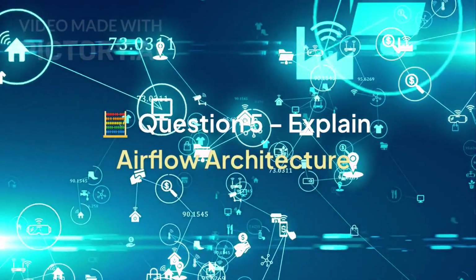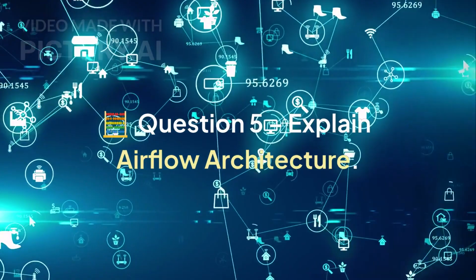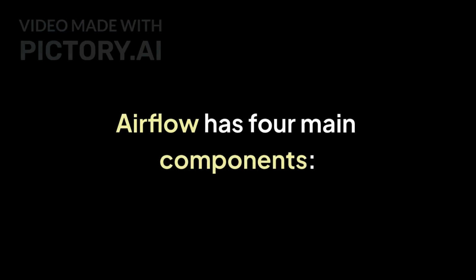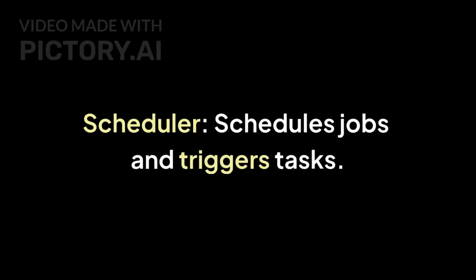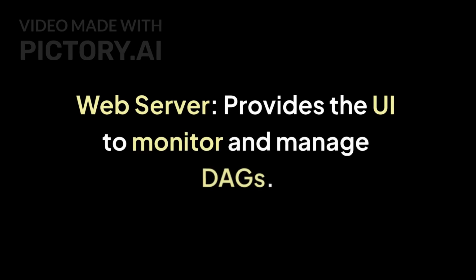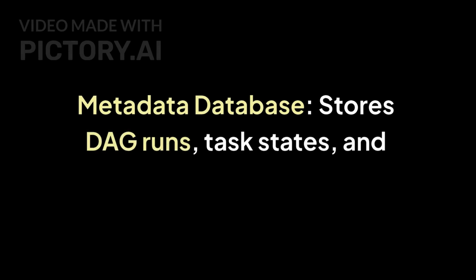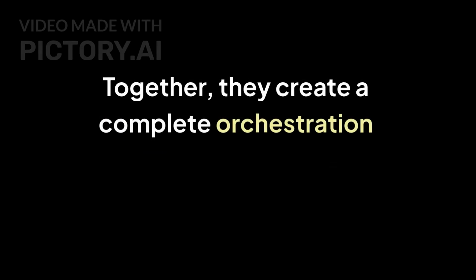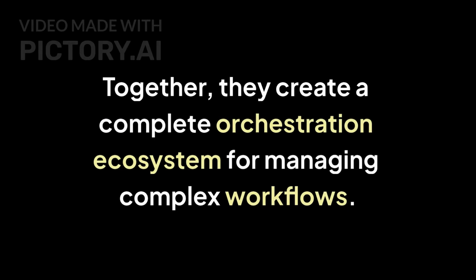Question 5: Explain Airflow architecture. Airflow has 4 main components. Scheduler schedules jobs and triggers tasks. Executor runs the tasks, like Celery, Kubernetes, or local. Web server provides the UI to monitor and manage DAGs. Metadata database stores DAG runs, task states, and configurations. Together, they create a complete orchestration ecosystem for managing complex workflows.